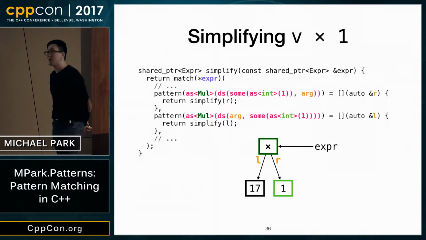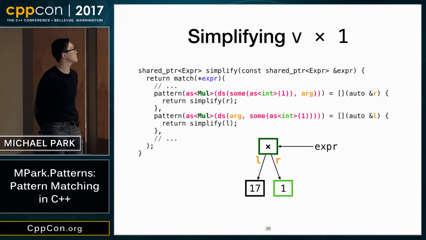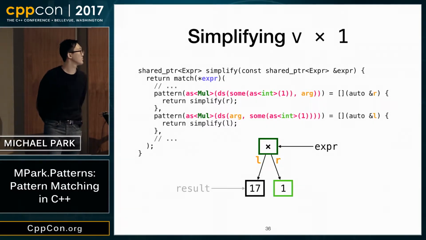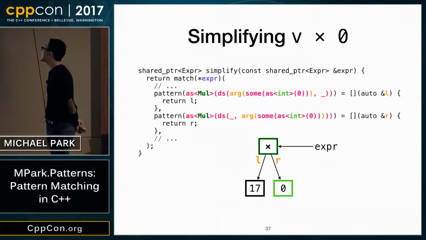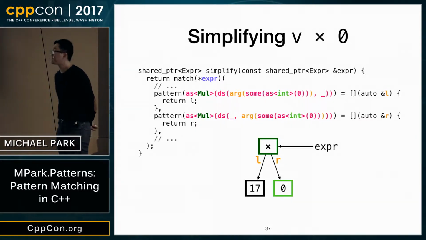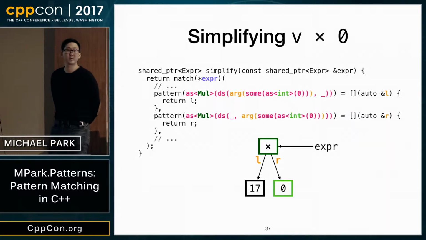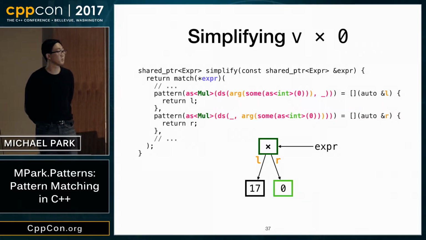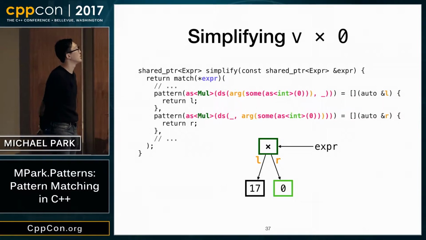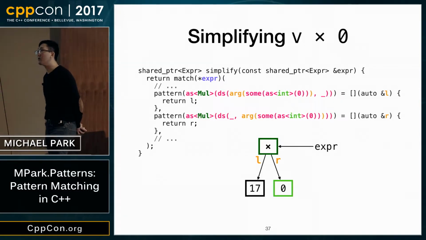Multiplied by 1 looks exactly the same, except we change addition to multiplication and 0 to 1. Same case, so we'll just skip over that. The multiply by 0 case is pretty interesting. It's a similar pattern. We have a multiplication, and we're going to inspect both sides, 0 times anything or anything times 0, and we don't care what the anything is, because we're going to return 0.